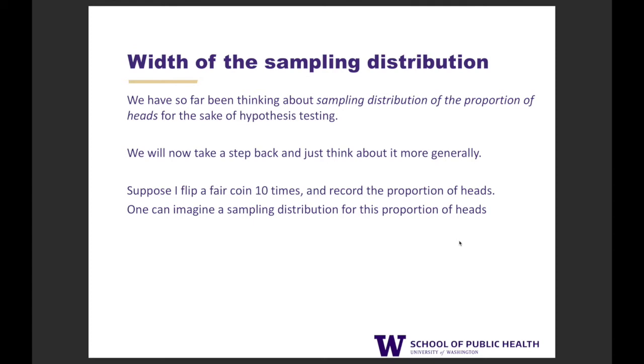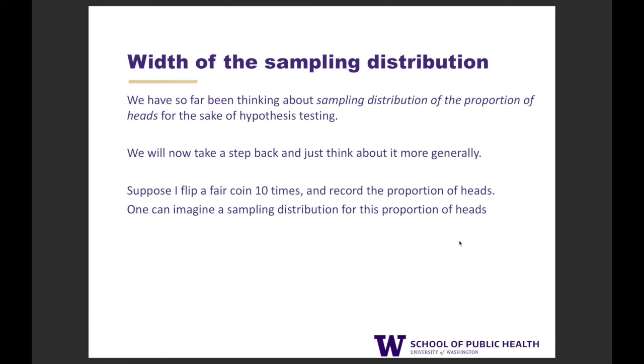So, all right, let's run a thought experiment. Let's imagine I have a fair coin, 50-50 probability of heads and tails. I flip it 10 times and record the proportion of heads. So that's an experiment I could do. We could imagine doing that a large number of times and looking at a sampling distribution for this proportion of heads. I'd only flip the coin 10 times.